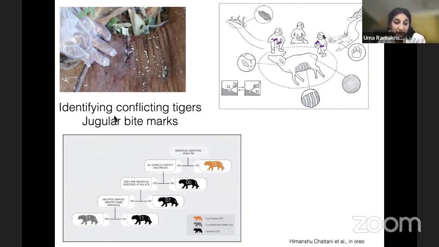This is an ongoing project, like I said. We can then design this framework to say, okay, how many samples can we identify to individual level? Who is the true predator? Is it definitely the one which did the jugular bite? Are there other individuals which come and are associated with the kill site and so on and so forth? So understanding which individuals are involved in conflict will allow us to potentially suggest strategies for mitigating or reducing conflict.